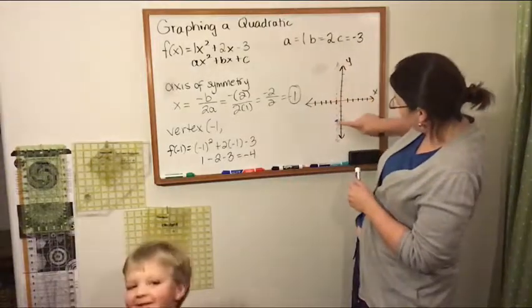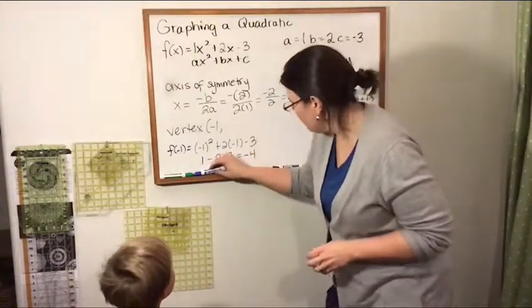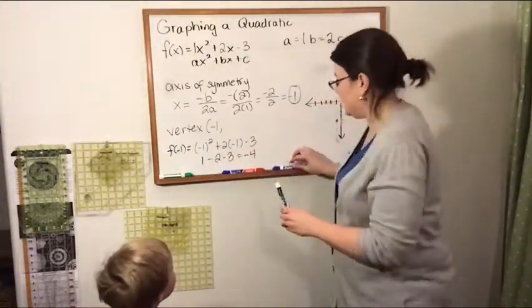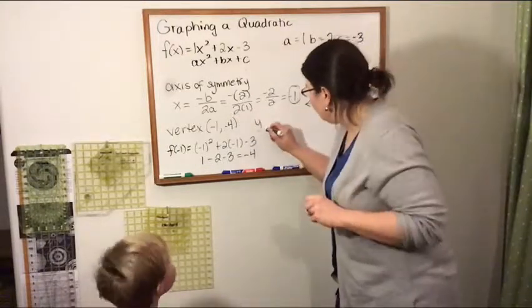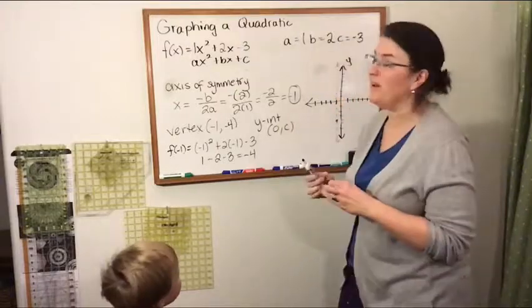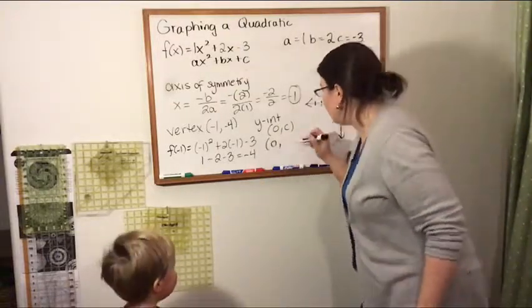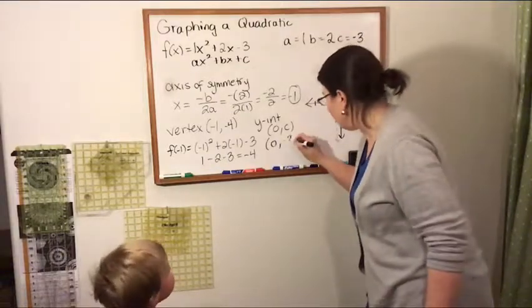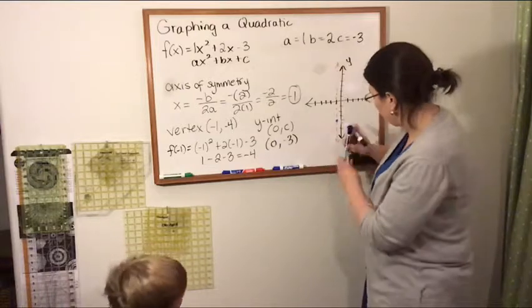At -1, -4 is the center of our parabola. The last part is the easiest part. So that's our center. The y-intercept is always 0, your c value. So you don't actually have to do any math to do this. You just look at the c value, which for us is -3. So 0, -3 is right here.